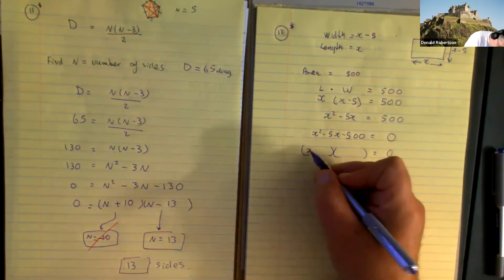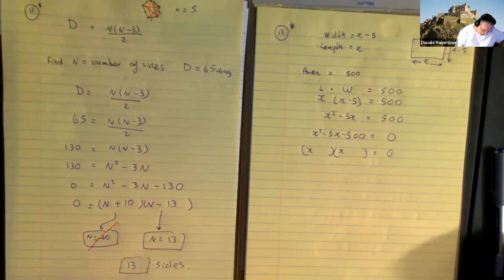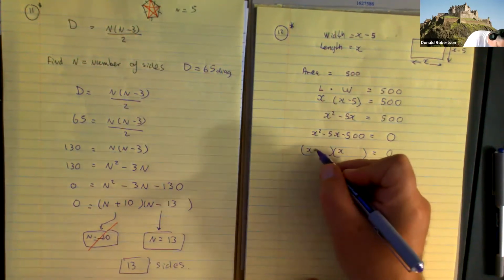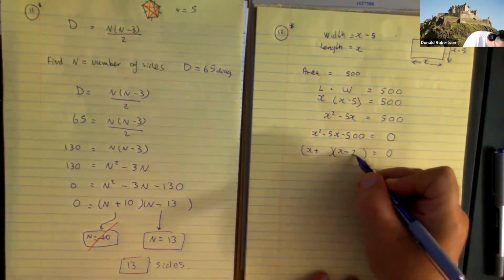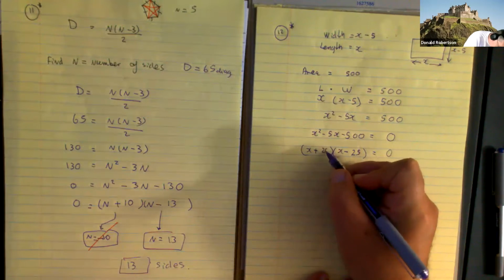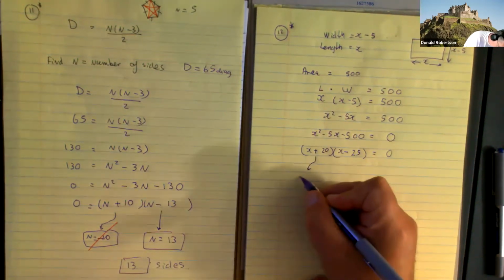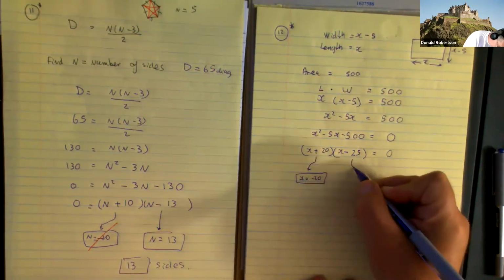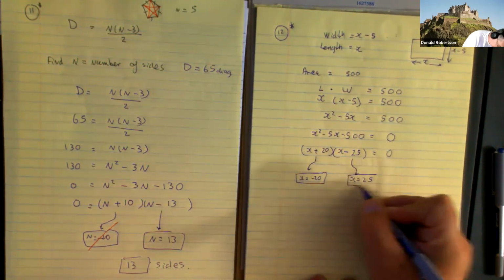So I'm looking for two numbers that multiply together to give me negative 500, and when I add them together, I get negative 5. I know one is positive and one is negative, and I'm going to go negative 25 times 20. That one works. This one gives you a solution that x is negative 20, and this one gives you a solution that x would be 25.